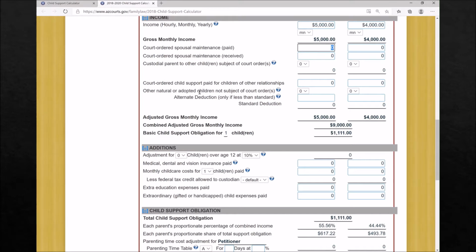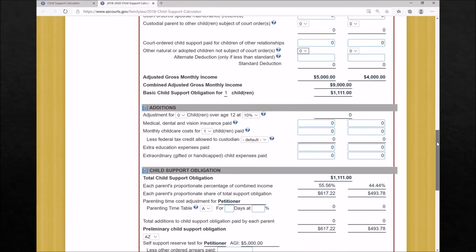Other natural or adopted children not subject of court orders. If that is true, you can select that number here. Alternate deduction only if less than standard. This basically says that if you have a reason to believe that there should be an alternate deduction and not take the standard deduction, then enter it here. Now there are these question marks next to everything, right? You can hover over them and it shows you a little bit of a description of what this is about. So if you ever wonder what these options are, you can always take a look at that.